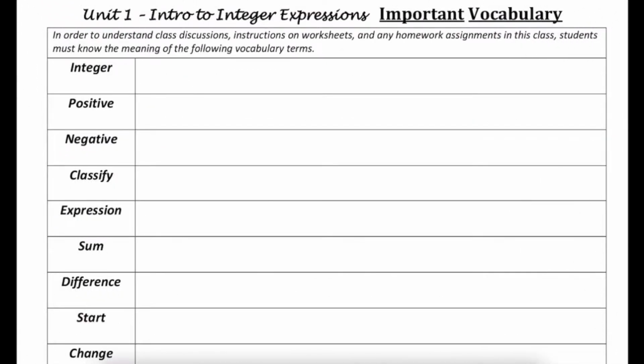As I'm looking here, the first word is integer. Maybe I don't know the exact definition of integer, but I've heard it before. So I'm going to put a check there because I've heard of it before, but I'm not sure. Now, positive, I'm pretty sure I can define positive. So I'm going to put a star next to positive, and then I'm going to write my definition for that word in the space. Then maybe I can define negative. And then I get to classify, and I'm like, what does classify mean? I'm going to put a question mark there.